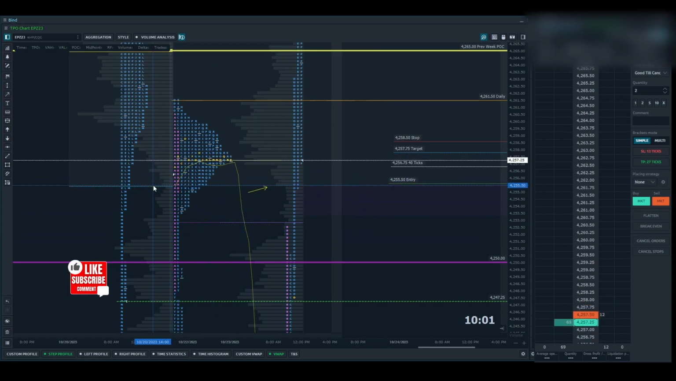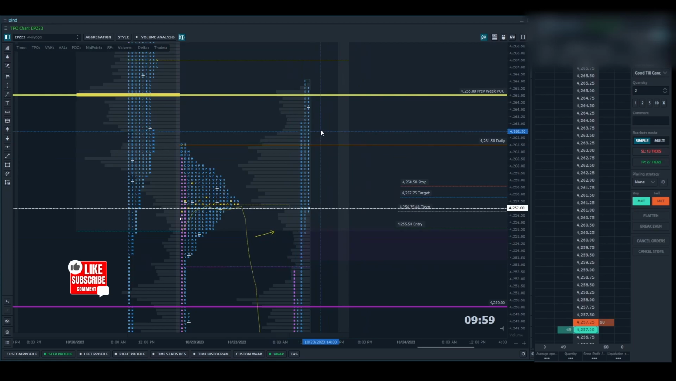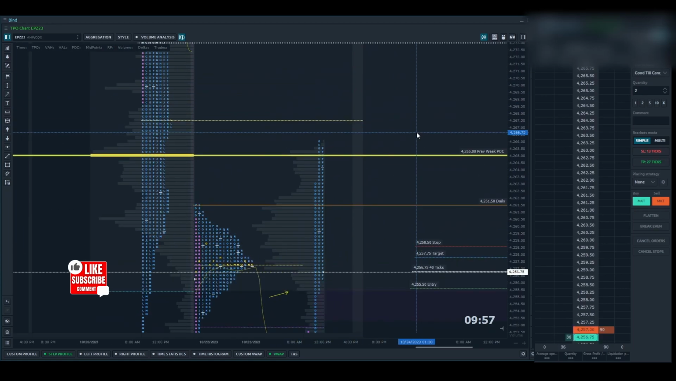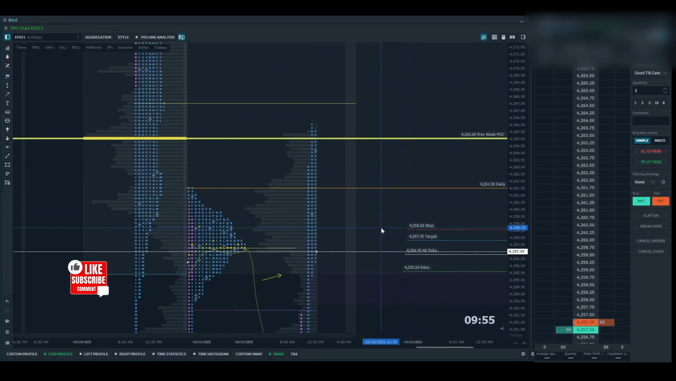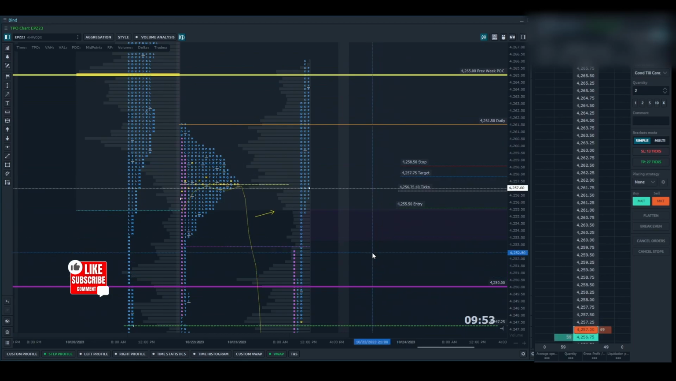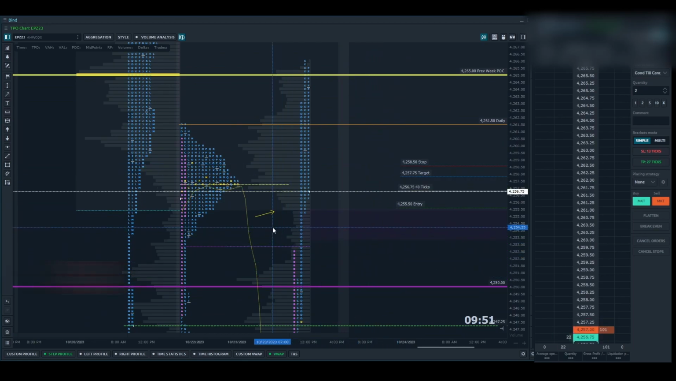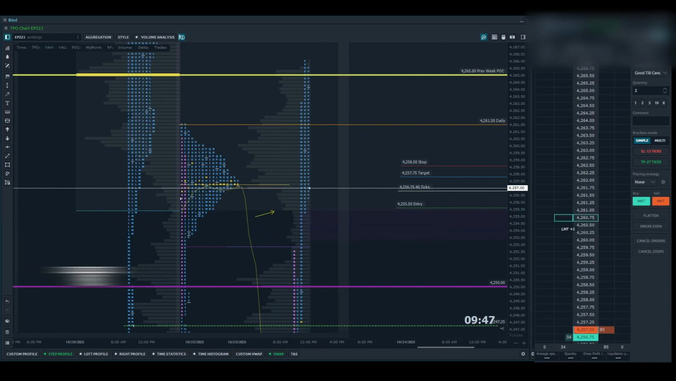Right here, I'm pointing out that this is actually the value area low from yesterday. We reacted to it in the E period. I'm expecting the same thing in the F period. I just want to see it break that E period low. I don't really want to get into it here, so I want to see it break this E period low.